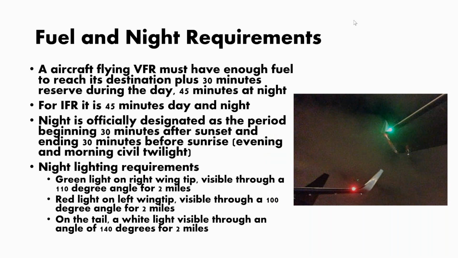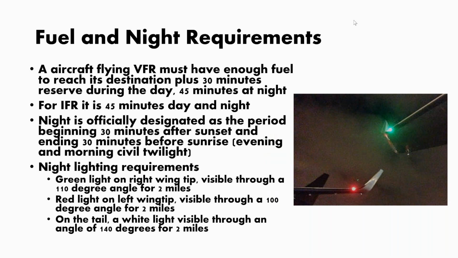So legally speaking, in terms of flying, night is officially designated as the period that begins 30 minutes after sunset and ending 30 minutes before sunrise. And so those 30-minute periods are called evening and morning civil twilight, legally speaking. So night doesn't begin until 30 minutes after sunset, and day legally begins 30 minutes before sunrise. Right, because you might get a bit of twilight for both of those.